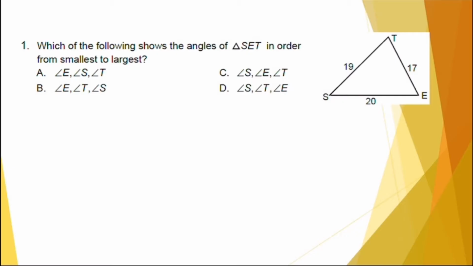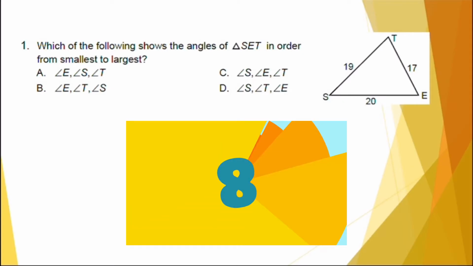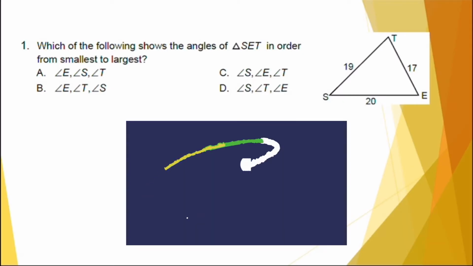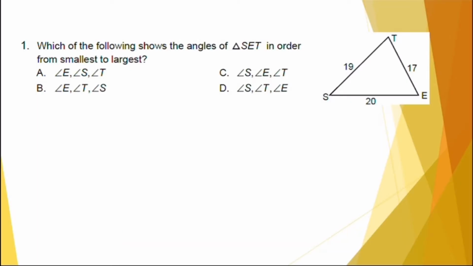Number 1. Which of the following shows the angles of triangle SET in order from smallest to largest? A. Angle E, angle S, and angle T. B. Angle E, angle T, and angle S. C. Angle S, angle E, and angle T. And D. Angle S, angle T, and angle E. Time's up. The answer is letter C.